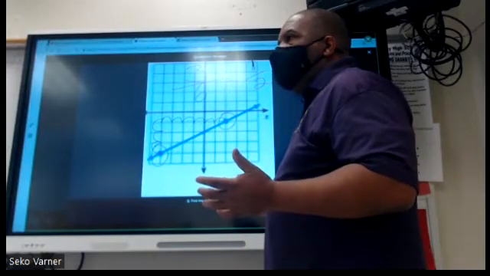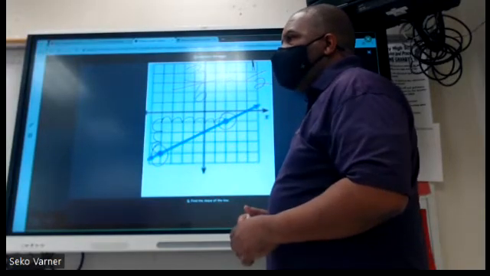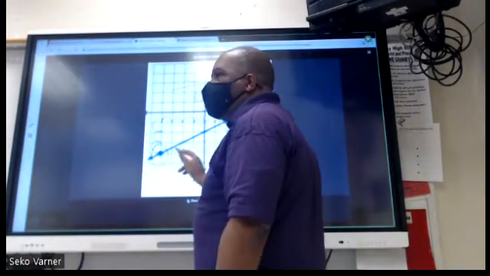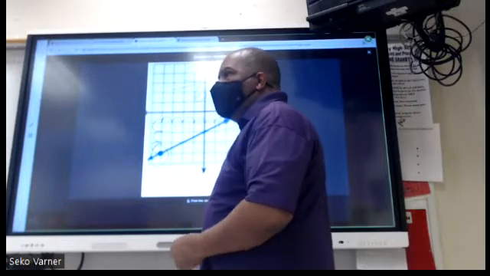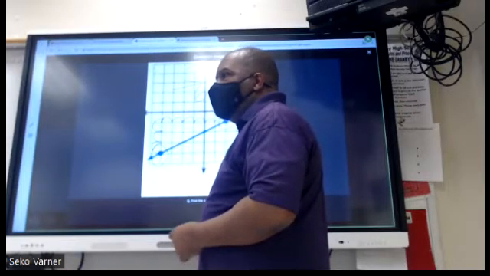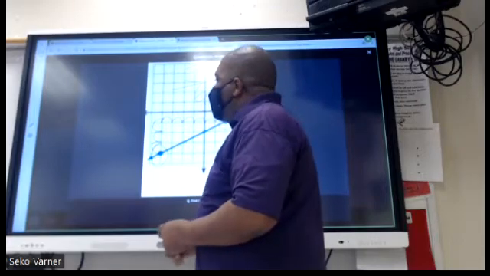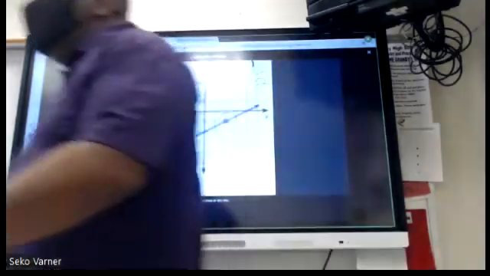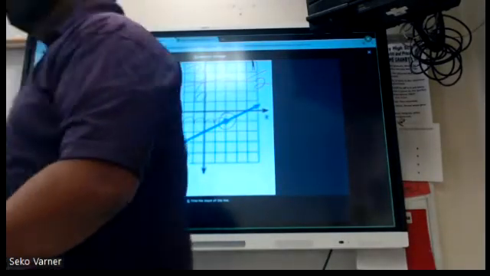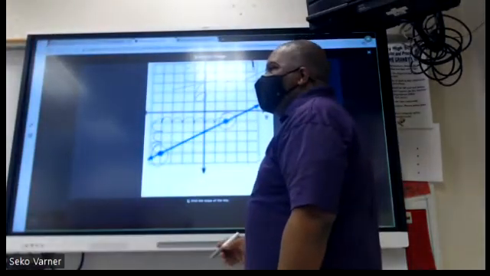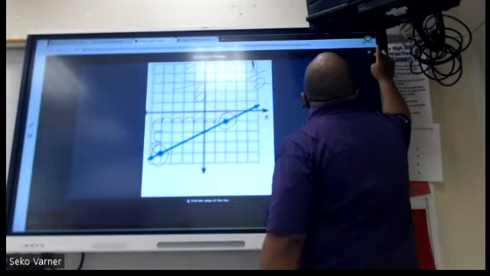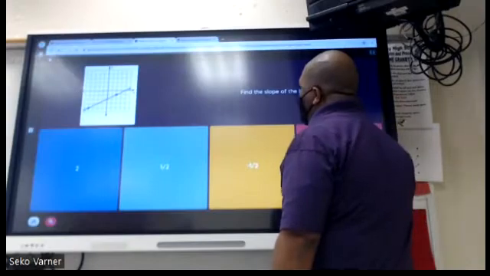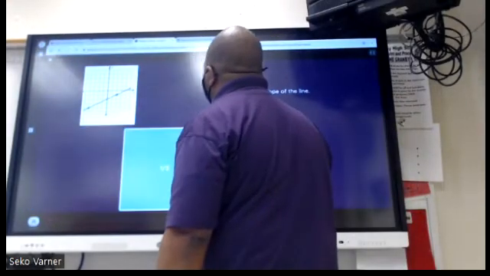So what's the slope? 1/2. Now, do you see something that I'm doing? When I'm counting this way, which way am I counting? Left or right? Right. That's right. I'm counting right. So my answer right here is going to be 1/2.